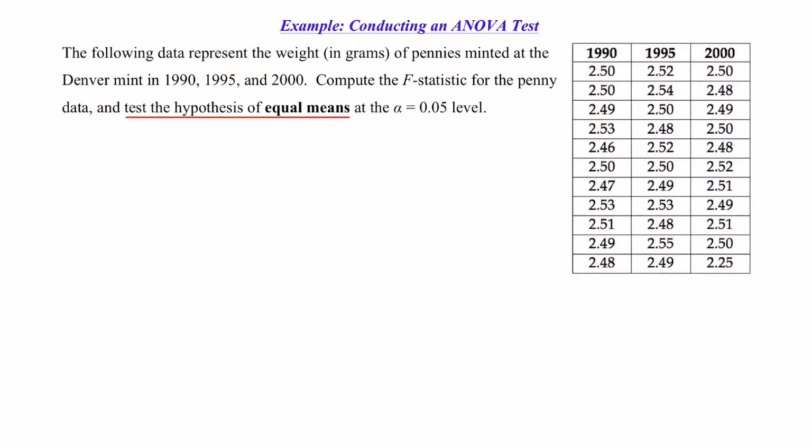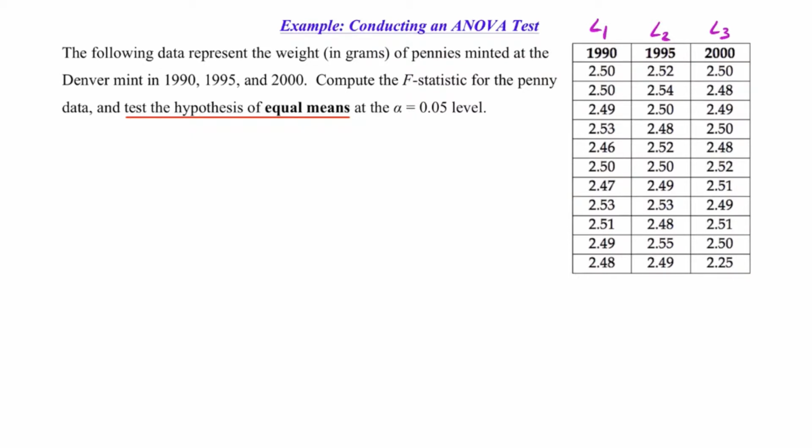To test the hypothesis of equal means, we recognize that we've got three populations here. Population 1 being the 1990, and we're going to throw those values into L1. Population 2 being 1995, so we'll throw those into L2, and of course that means 2000 would go into our L3. And since we're conducting a hypothesis test on three or more means, we know we're using the ANOVA test.